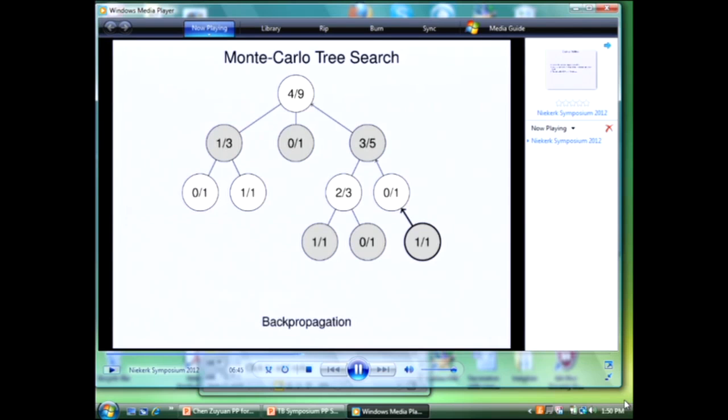Once the playout is done, the result is propagated back up the tree, from the node added in the expansion, to the root of the tree. We see this happening step by step in the diagrams on these slides. Now that all four of these steps, selection, expansion, simulation, and backpropagation, have been completed, a single MCTS iteration has taken place on the example tree.